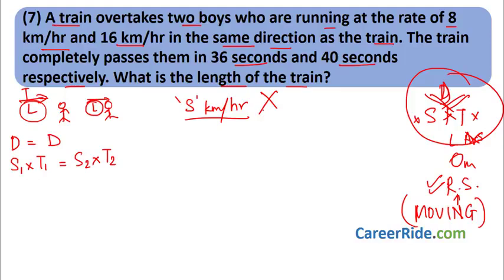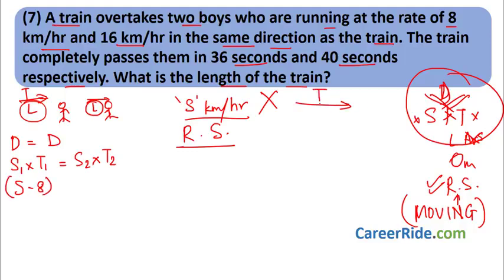Because here the boys are also running, so we have to consider relative speed. The relative speed of the train in relation to the first boy is nothing but S minus 8. Why S minus 8? Let's take a look.